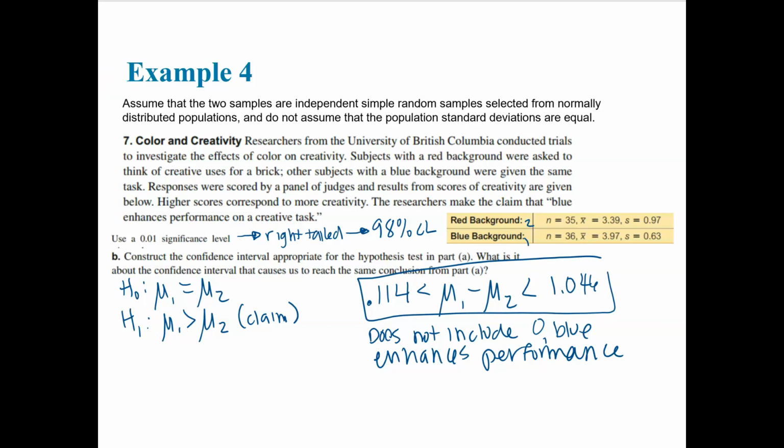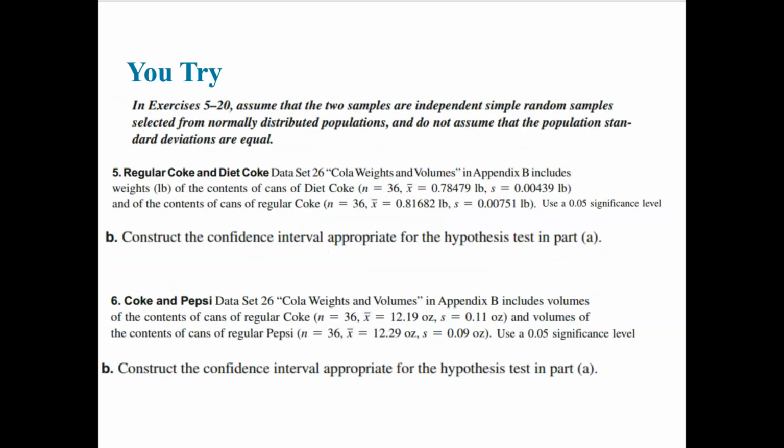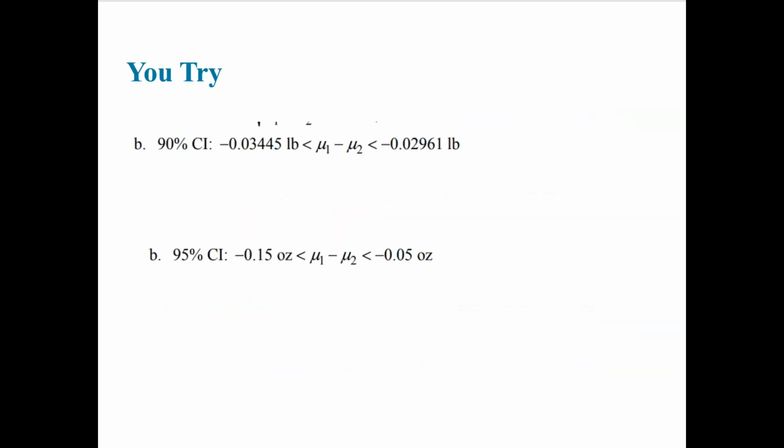Now with the two examples you did previously, go ahead and do the confidence interval. I give you the significance level. Go back to that table to make sure you're using the correct confidence level. Press play when you're ready to see the solution. And there you go. Neither of these include the value of 0.